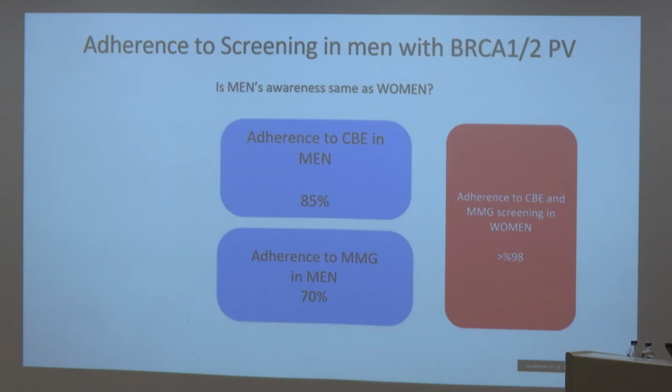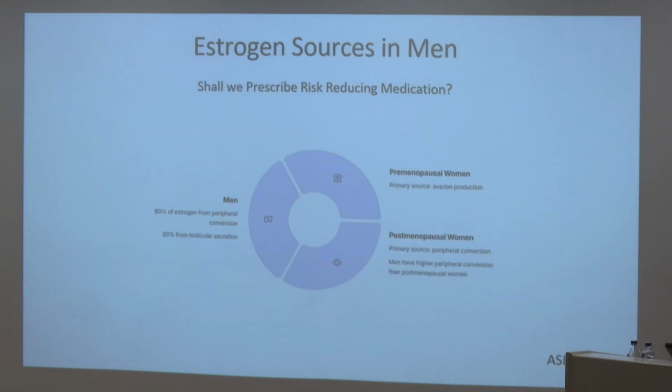The problem is adherence to screening mammography in men, because men's awareness about breast cancer is not the same as women's. You can see that according to this trial, females go to screening if they have a BRCA2 or 1 mutation, more than 98%, but the adherence in men to mammography is quite low. They are against mammography, or they do not want to get mammography screening annually, but their adherence to clinical breast examination is quite high.